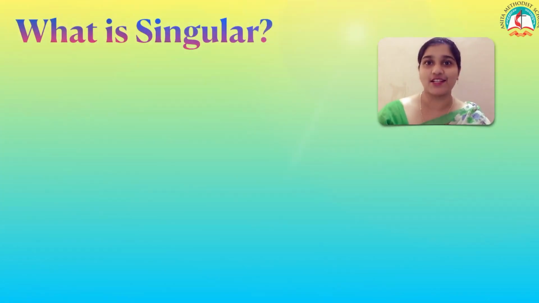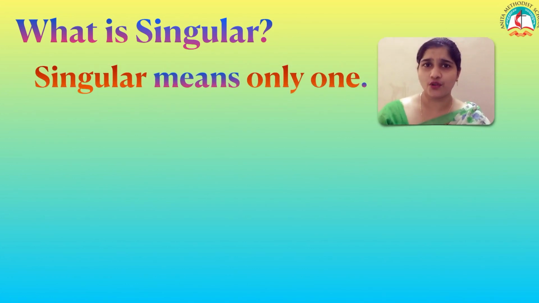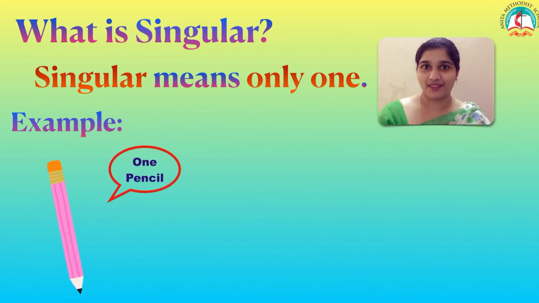First, I will teach you what is singular. Singular means only one. It denotes one particular thing. I'll teach you with some examples. Here is the first example. How many pencils do you see in this picture? Only one. So this is one example of singular.